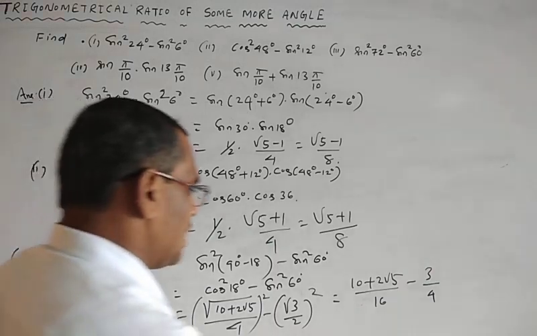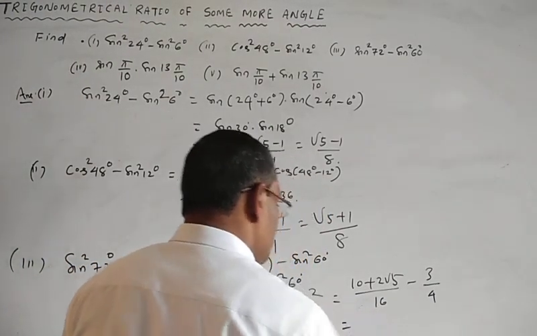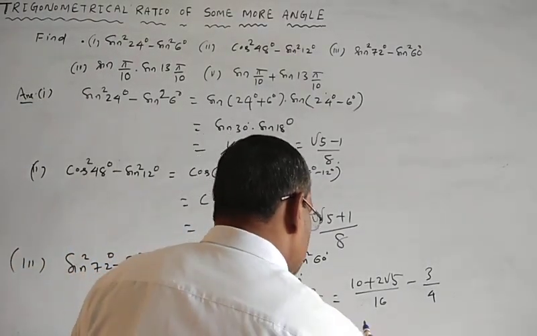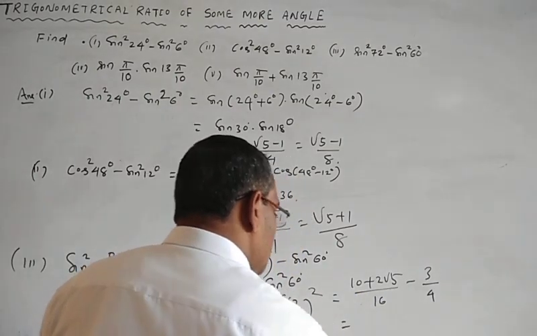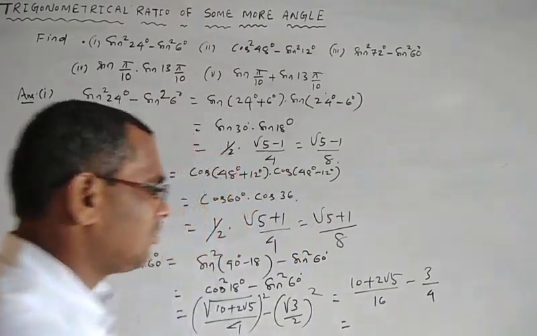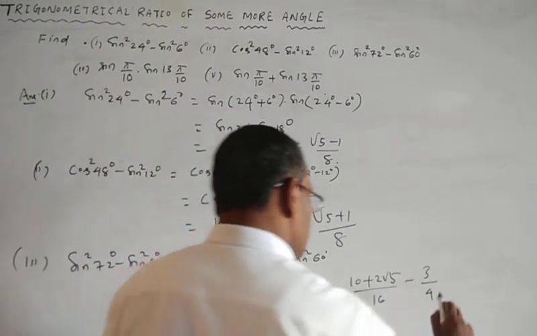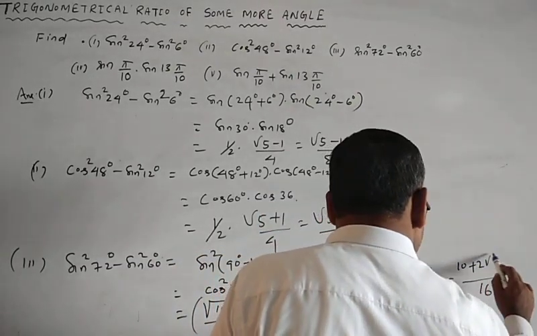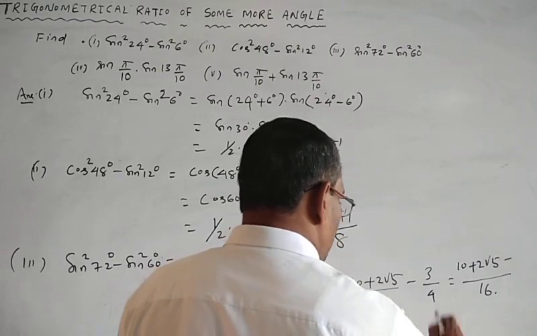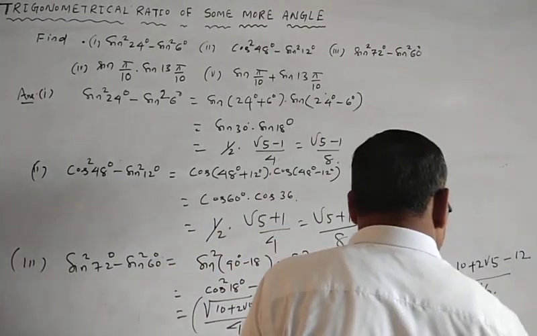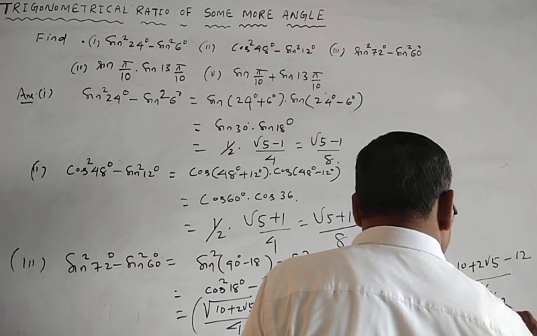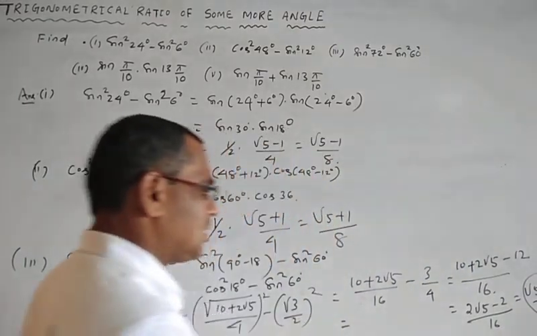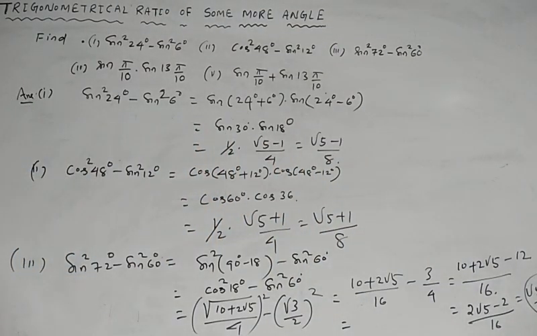So taking LCM, which is 16: 10 plus 2 root 5 minus 12 by 16. So this is equal to 2 root 5 minus 2 by 16. So this is equal to root 5 minus 1 by 8. So the answer is root 5 minus 1 by 8. Okay.